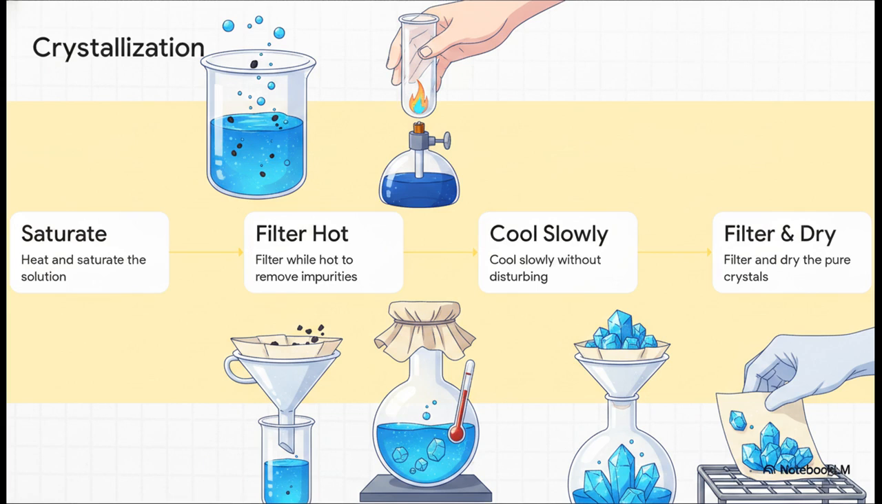Step 1, we heat water and push those solubility rules to the absolute limit, saturating it with the copper sulfate. Step 2, we filter it while it's still hot to get rid of any solid impurities. Step 3, and honestly, this is the secret sauce, we let it cool down very, very slowly, completely undisturbed. Because cold water just can't hold as much solid, the pure copper sulfate is literally forced out of the solution. And step 4, we filter and dry the resulting material.